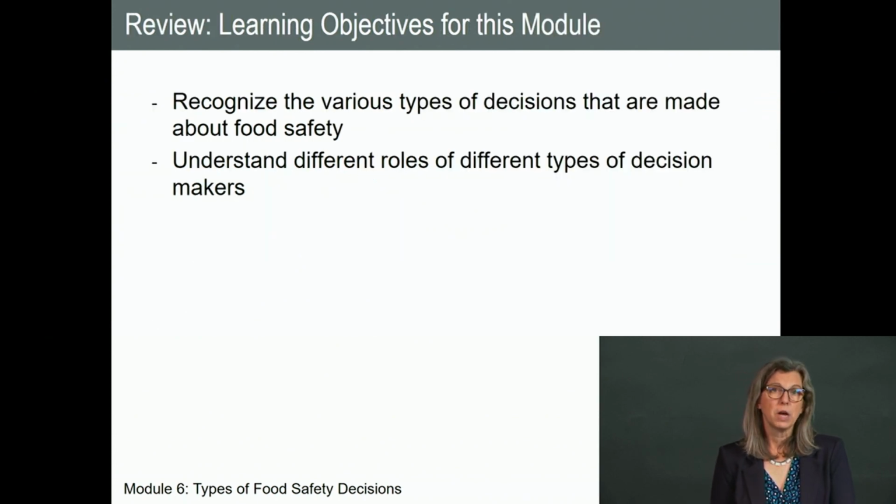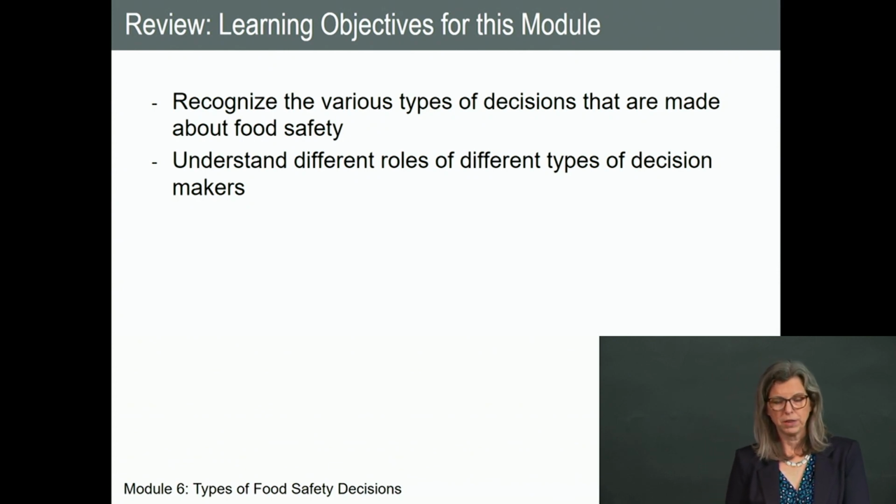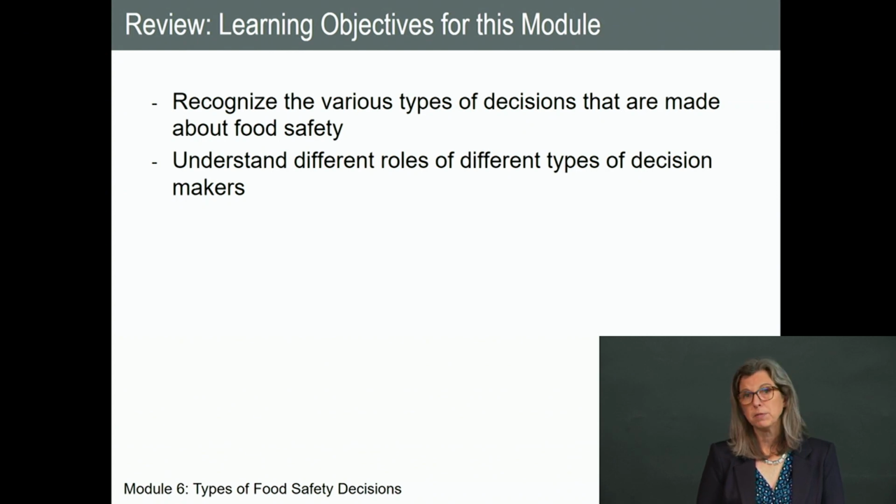So I hope that was a helpful review of the types of decisions that occur in the food safety system. And just to recap the learning objectives for this module, to remind you, hopefully these are the things that we were able to do for you: to recognize the various types of decisions that are made about food safety, and then to understand the different roles of the different types of decision makers in these food safety decisions.